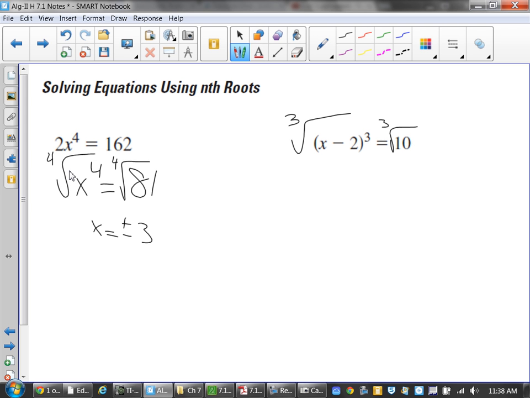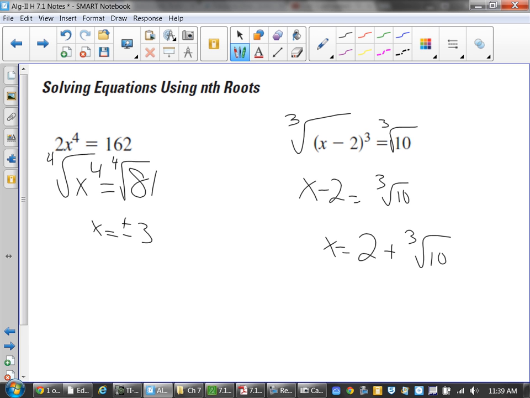Now, I get x minus 2 is going to be the cube root of 10. What do I do now? Add 2. So then I get x equals 2 plus the cube root of 10. Good, you're paying attention. Proper etiquette-wise, you put your integer values first before you put anything with the funky roots or anything like that.